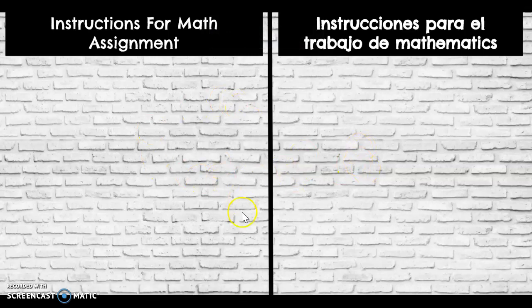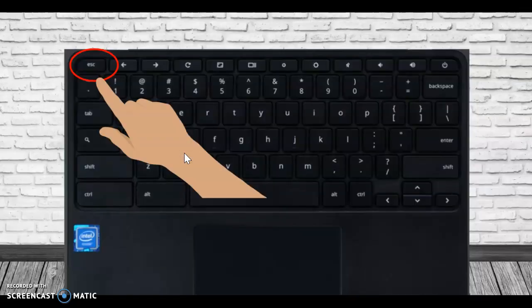So you're on this page. There's no video yet since I'm recording it, but this video would be here under instructions for math assignment. Your next task, right before you start your math assignment, is to press the ESC button. This is the escape button. You need to do that. If not, it's not going to let you move around pieces to complete your math assignment.